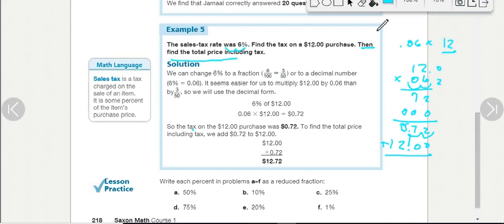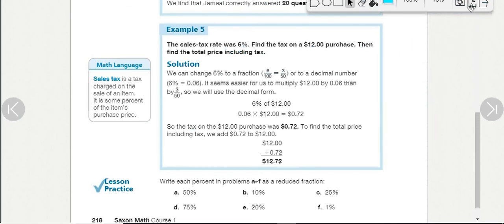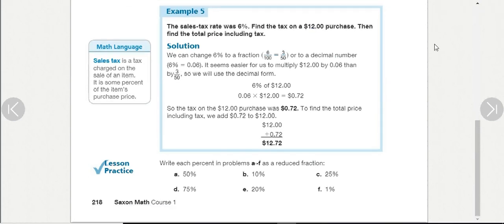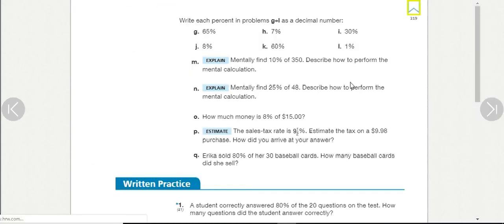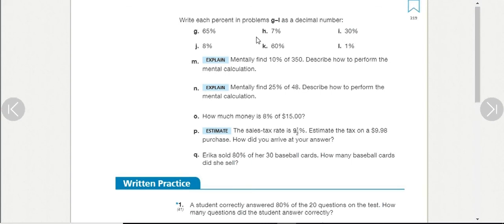Feel free to pause any video, rewind, ask a question, whatever it takes for you to get complete understanding of what we're talking about and do your very best on the assignment. Pick 3 fractions from A through F. Pick 1 from G through L, so that's 4 total. And then do O, please. Thank you.